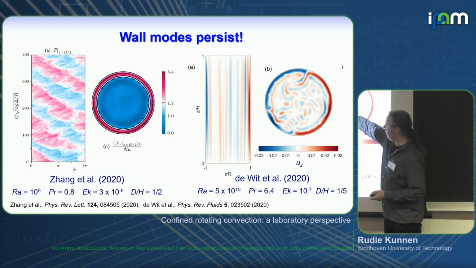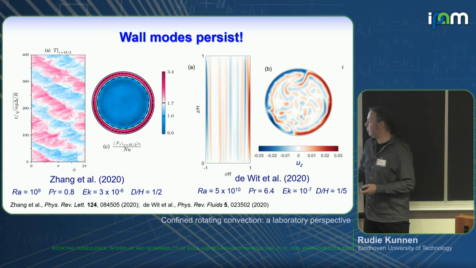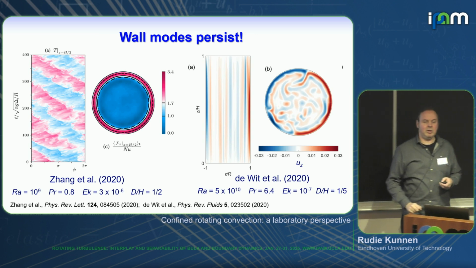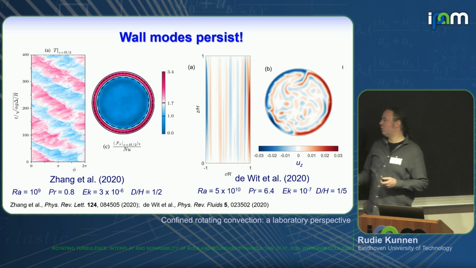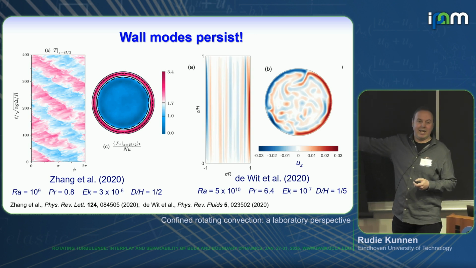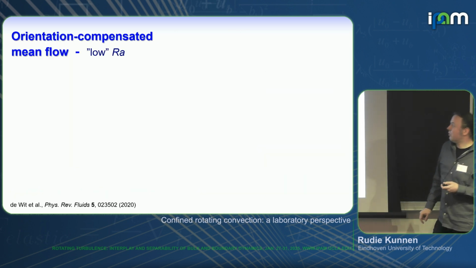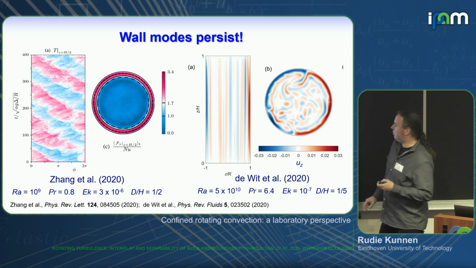This is vertical velocity, where we also see similar features. This was all quite well in agreement. Similar conclusion: the wall modes persist and might even become more prominent at these parameter values. So we also did some more tricks.